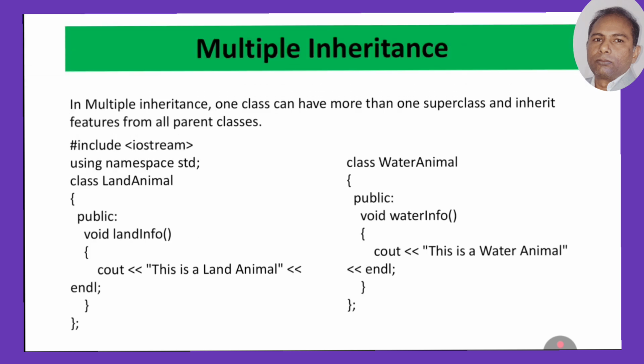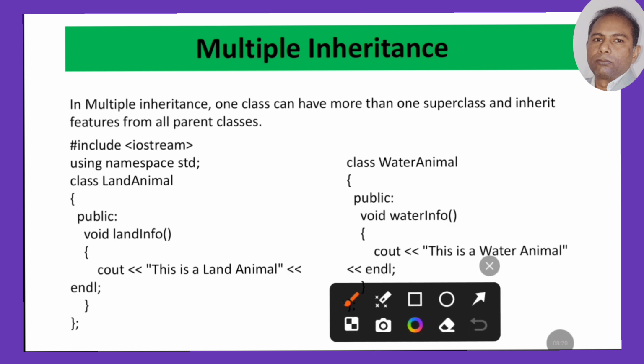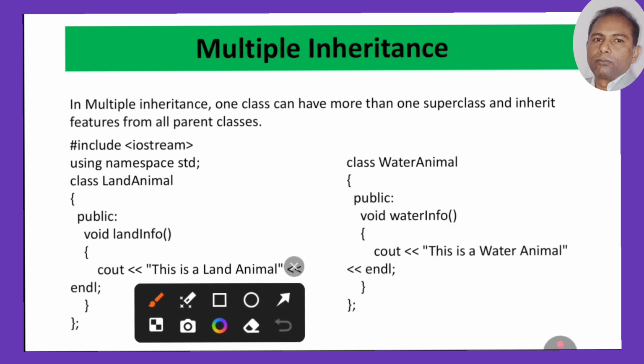Now, if we talk about an example of multiple inheritance, we can see what the meaning of multiple inheritance is. Multiple inheritance means one class can have more than one superclass. If there are more than one parent classes, and we are deriving one class from many parent classes, that is known as multiple inheritance. So we are inheriting some features from all the parent classes. So if more than one parent class is there, then that is the example of multiple inheritance.